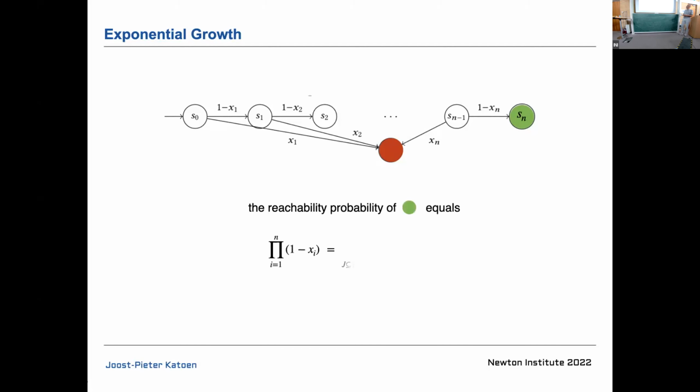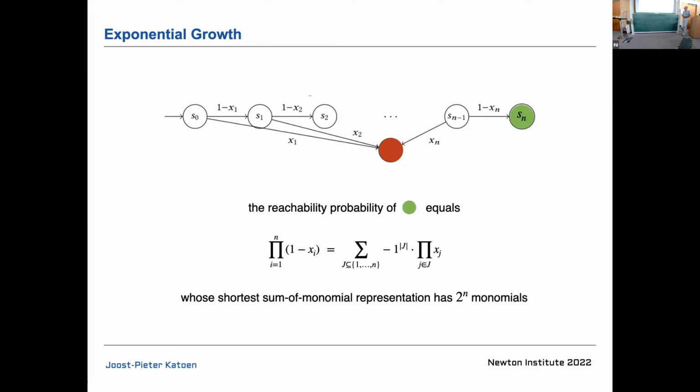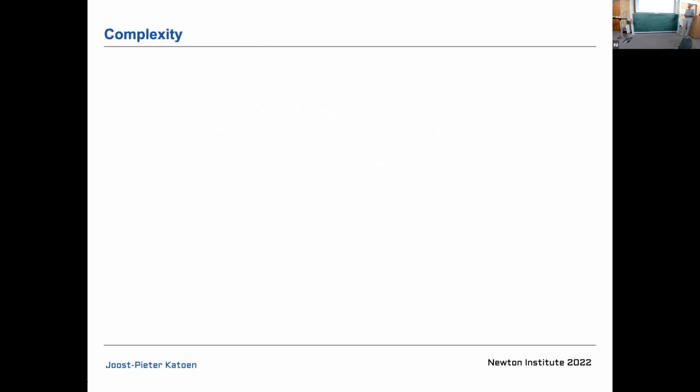Good. The reachability probability of this thing amounts to this. Definitely you need to go through this whole sequence, so this is this product. You can rewrite this product a bit. The problem with this product is that the shortest sum-of-monomials representation has 2 to the power n, so exponentially many monomials in the number of parameters. And this gives rise to the following complexity result.